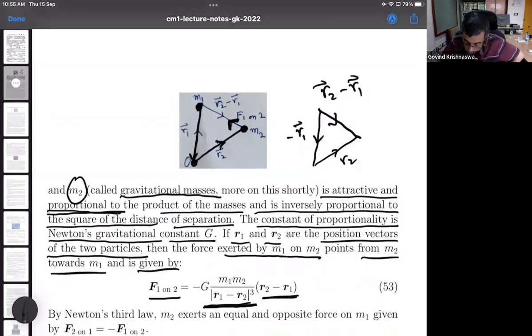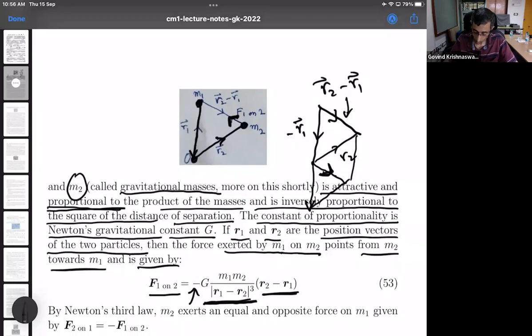So extend minus R1 here, and then you will get the parallelogram. From the parallelogram law, you find that this is the difference. So you parallel translate it there and find that is the thing. So R2 minus R1 points from R1 towards R2, and then you put a minus sign up front. Then it will reverse and point towards M1.